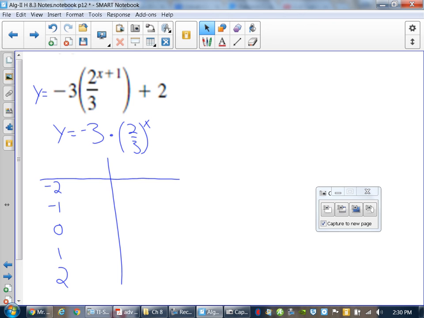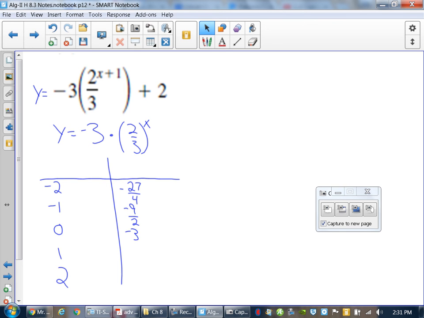Because if I take a fraction to a negative exponent, what do I do to the fraction? Flip it. So what's 3/2 squared? 9/4. What's 9 times -3? There's your first fraction. 2/3 flipped is 3/2. -3 times 3/2. Anything to the 0 is 1, so this gets -3.